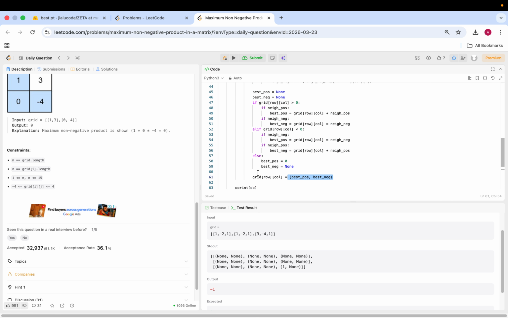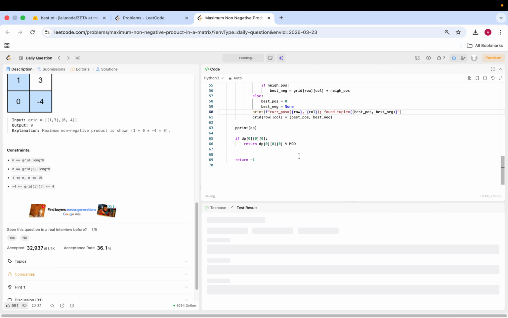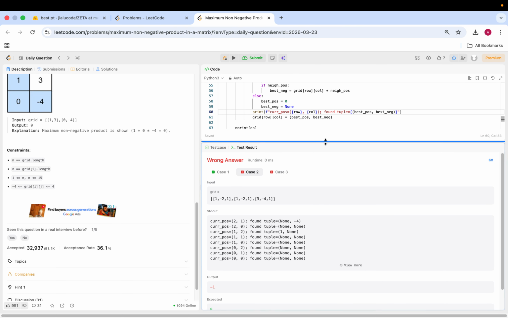Okay, I guess I'll do some prints. So print current position is equal to row column. Found tuple is equal to this thing. Let's just see what happens. Yeah, what?